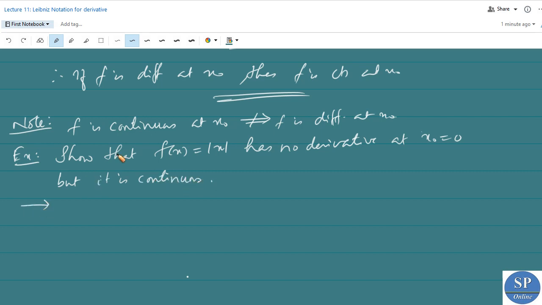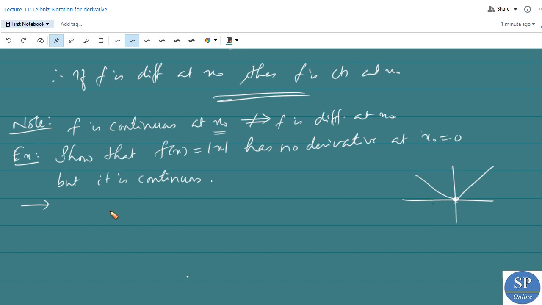So the converse of the above theorem is not true. That means continuity of a function at a point x naught does not imply differentiability at the point x naught. For example, f of x is equal to mod x. We know the graph of mod x is this. At the point 0, this function is continuous, but it is not differentiable at the point 0. That is what we need to prove.